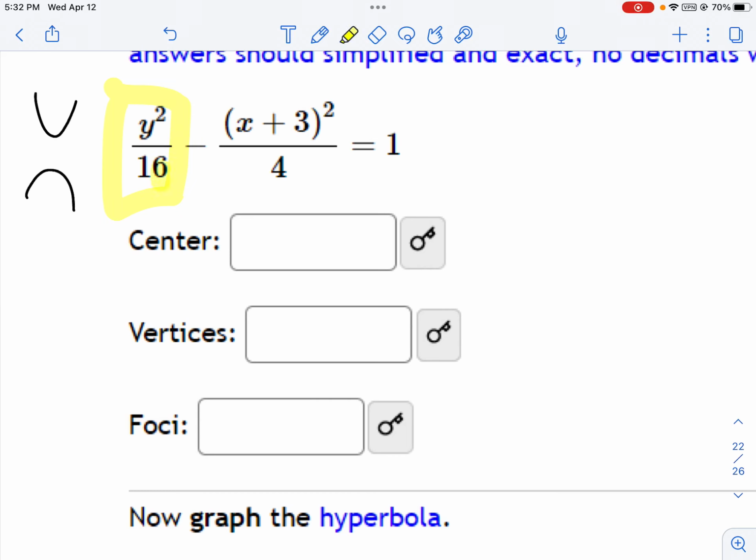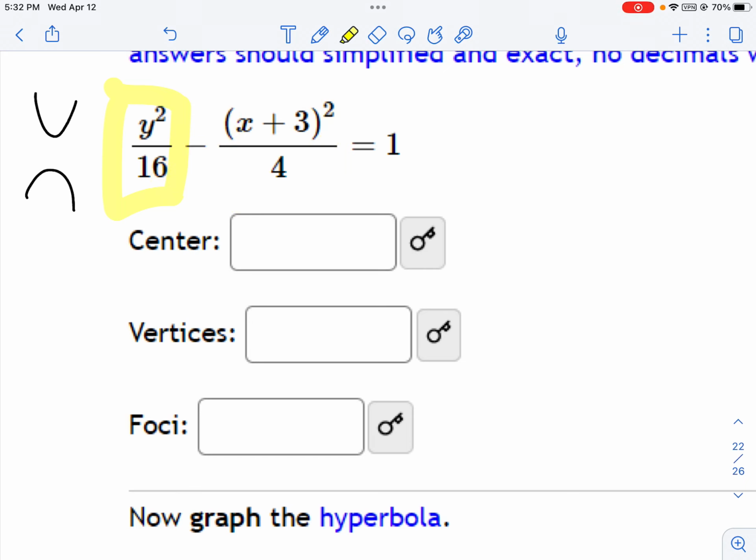If we had seen our x squared term before the subtraction sign, if that was the positive term, it would be a horizontal hyperbola, right? But because our y squared is before the negative, it's positive. That means that you have a vertical orientation, and you're good to start going on this one.